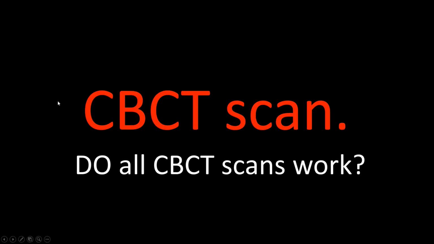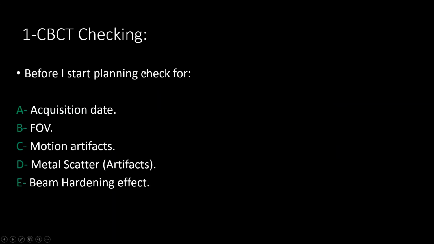But what are the criteria of the CBCT scan you're going to be using? And this is what we're going to pay a little bit more attention to. Do all CBCT scans work? And the answer is no. We actually have certain criteria that we need to check in a CBCT for us to actually be able to use this CBCT. Number 1 will be acquisition date, FOV, motion artifacts, metal scatter, and beam hardening. Essentially, these are the 5 things that we need to check before going on and using a CBCT for the process of treatment planning and implant.